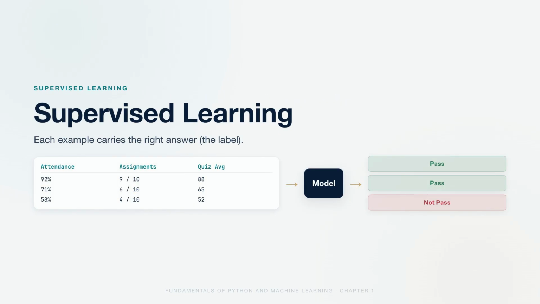Supervised learning is one of the most common types of machine learning. In supervised learning, the dataset includes both input features and known labels. The model learns from those examples and then uses what it learned to make predictions on new data. For example, if we have student records that include attendance, assignments, quiz average, and final course result, the model can learn patterns from past students. Later, it might help predict whether a future student may need support. Supervised learning includes both classification and regression.